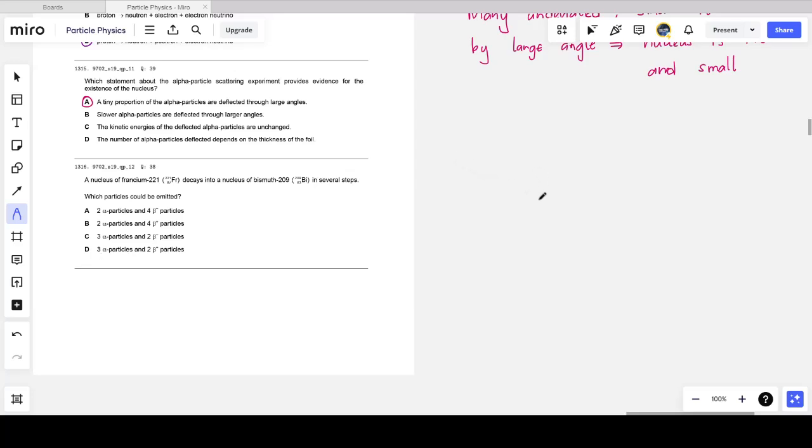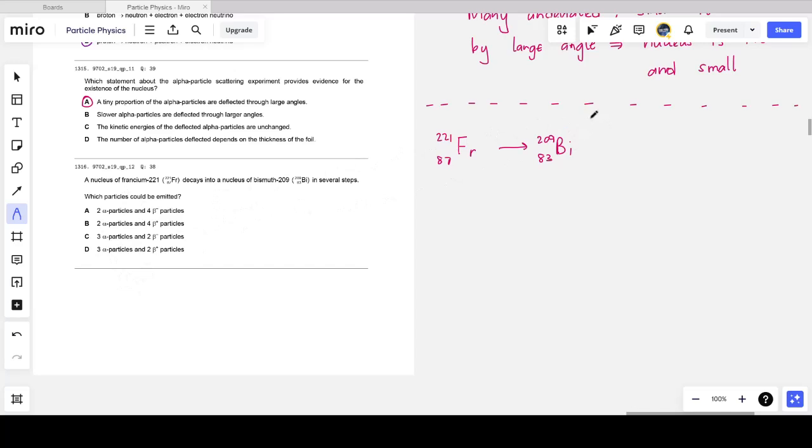Well, basically, like I've done before, I'm going to write down the reaction equation. So I have francium, Fr, 221 and 87, which is unstable and decays into bismuth, Bi 209 and 83. And I know there's going to be alpha and beta particles emitted because those are contained in all of the options.